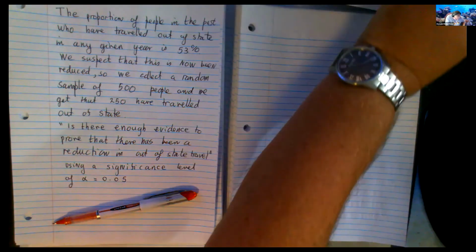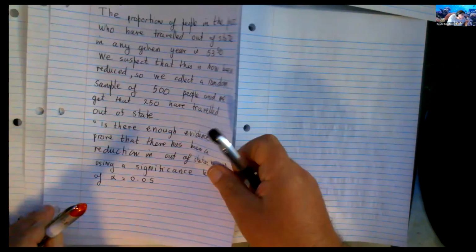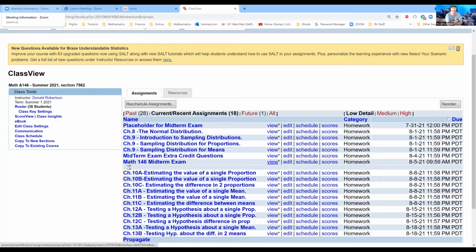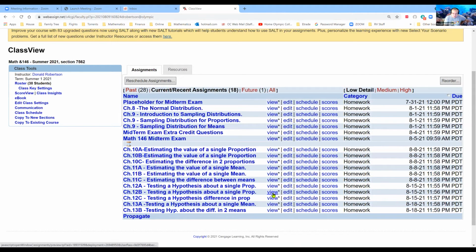So we are now going to spend some time using SALT on hypothesis tests. And I'm going to close this fella, and we'll go in. Are you looking at WebAssign homework? Yep. Are you? No? I get a thumbs up, so we are. Okay, so I'm doing 12B right now, so I'm zooming into 12B. Good, can use it.